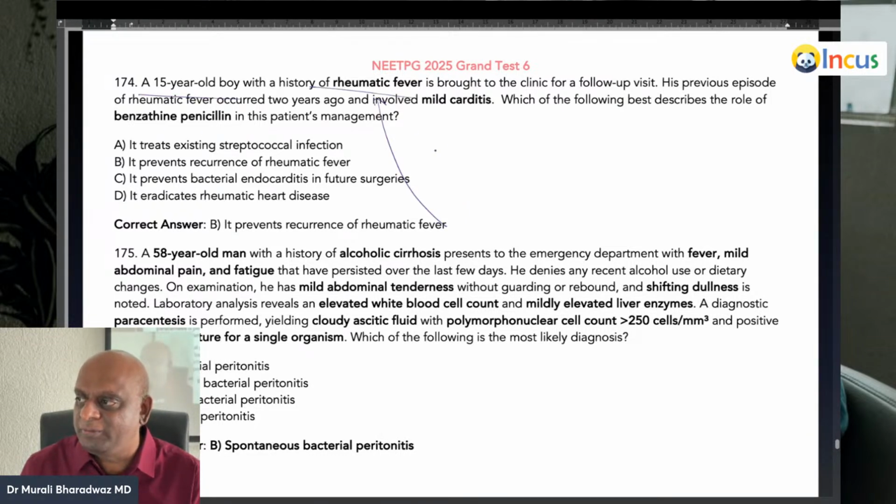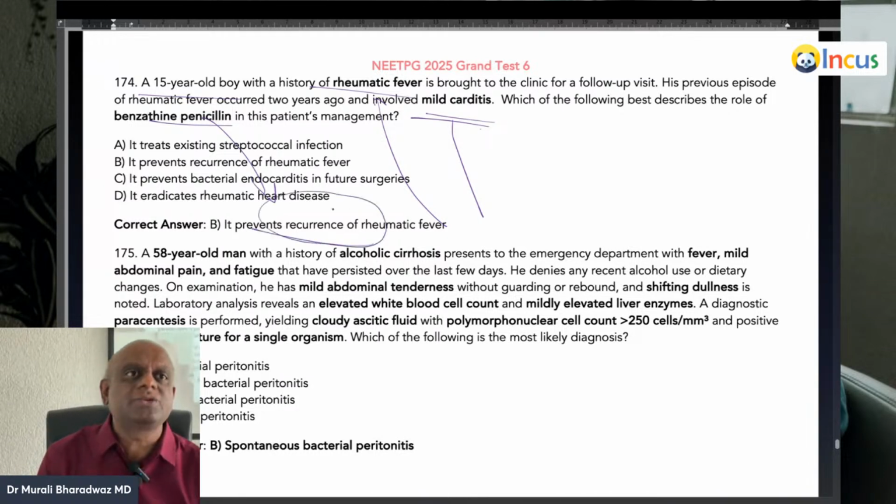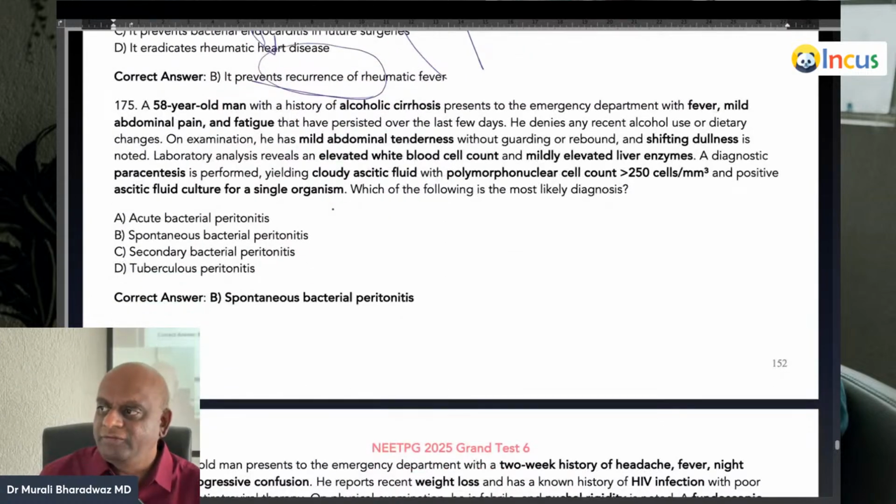A 15-year-old boy with a history of rheumatic fever, mild carditis. Why do we give benzathine penicillin, doctor? To prevent the recurrence of rheumatic fever.